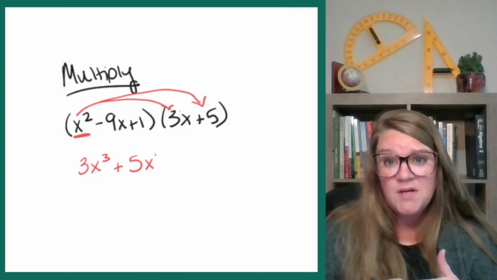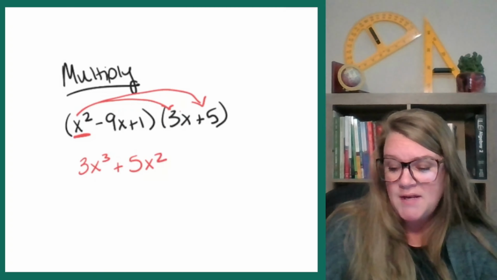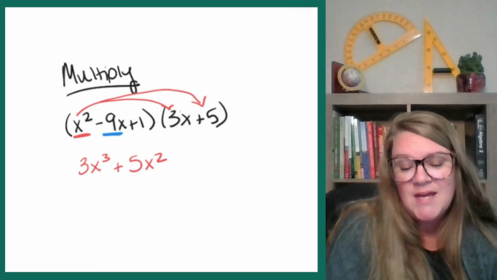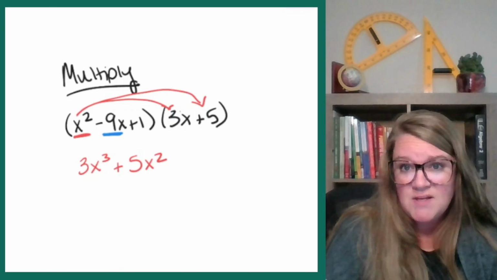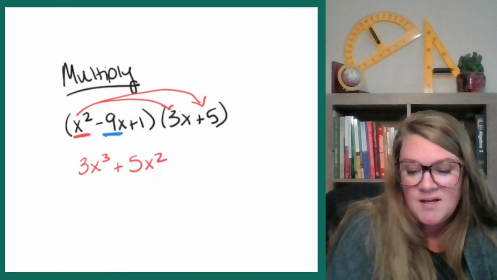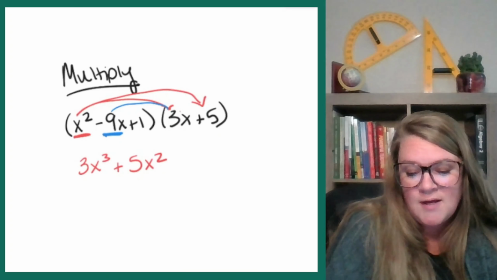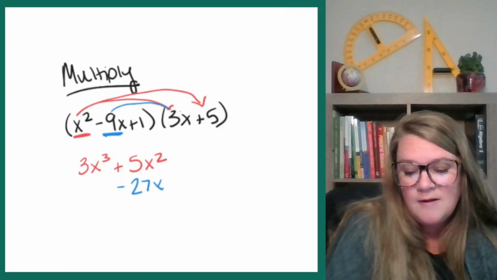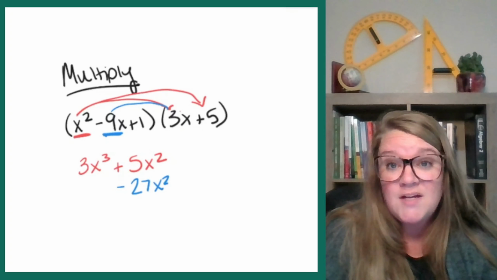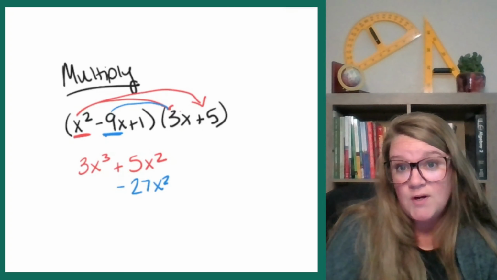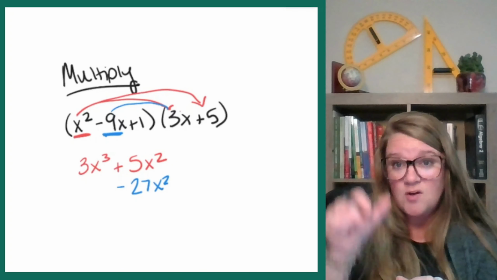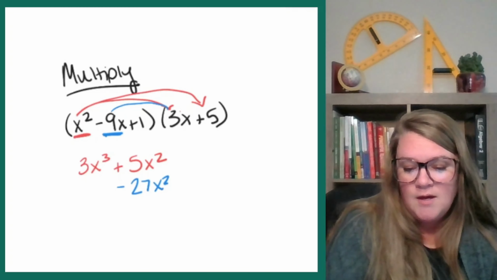So that's what I get when I distribute the x squared. My next term that I have to distribute is a negative 9x. Do the same exact thing with this. Negative 9x times 3x gives me a negative 27x squared. And remember, I'm going to stack it with its like term. So it's like 5x squared because the exponents are the same. So that's the column that it needs to fall in.